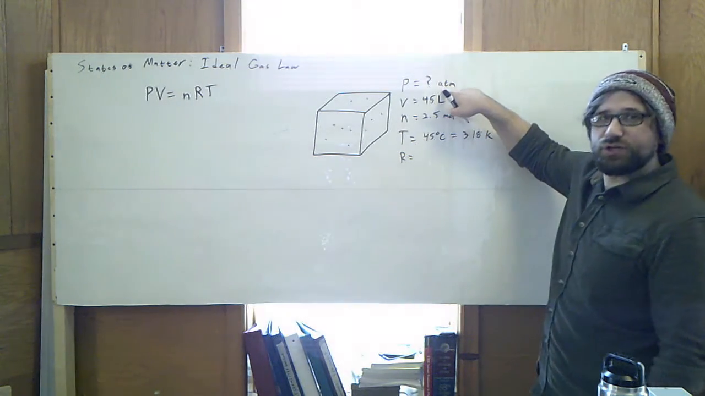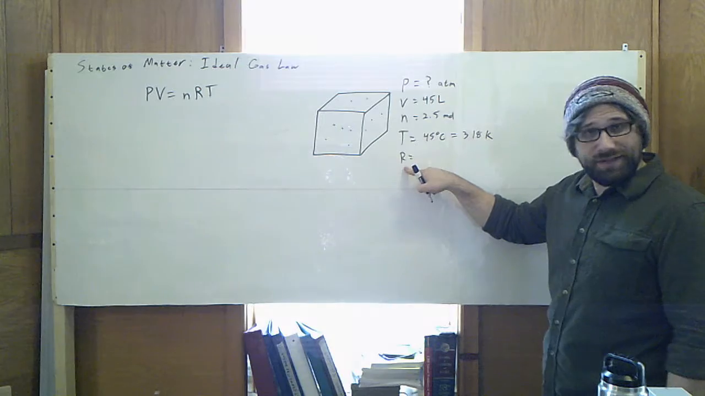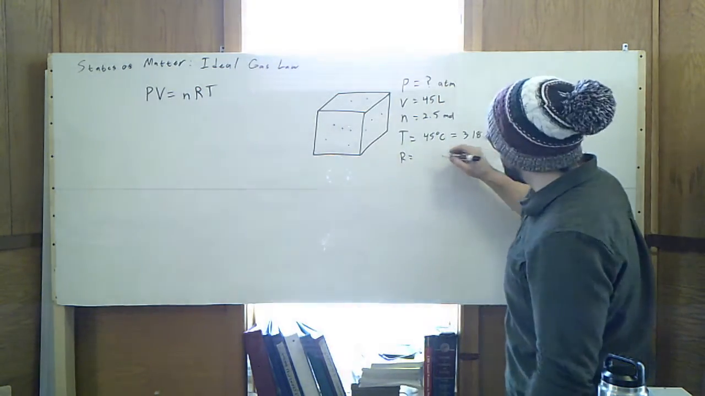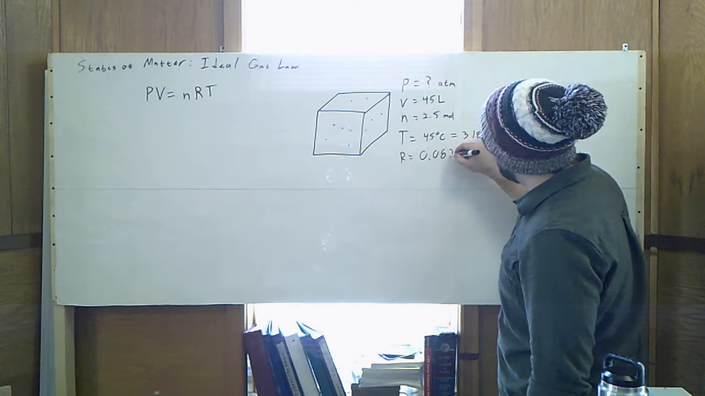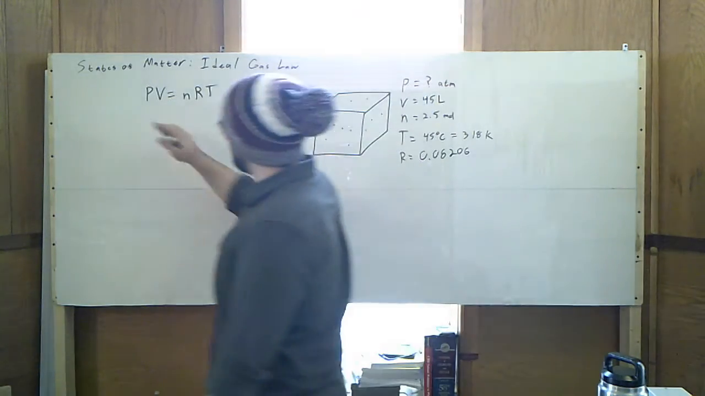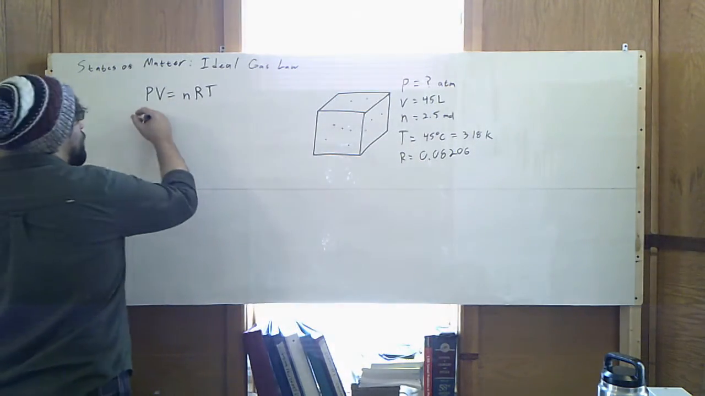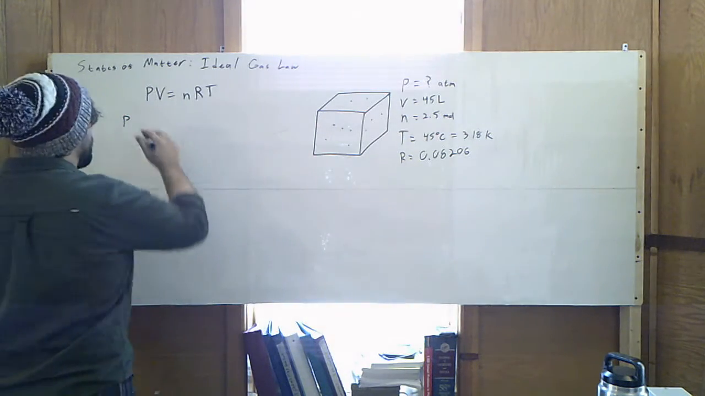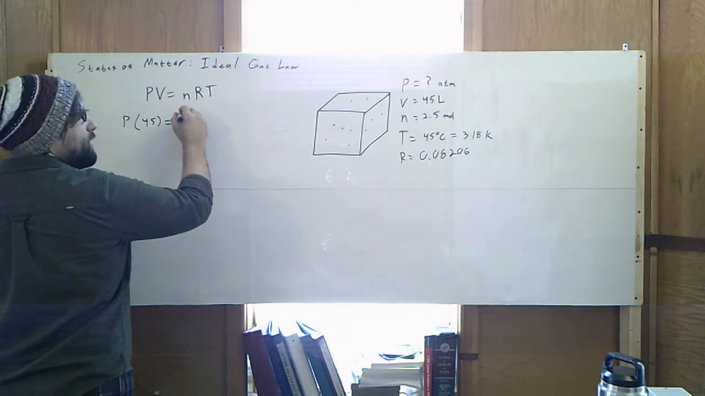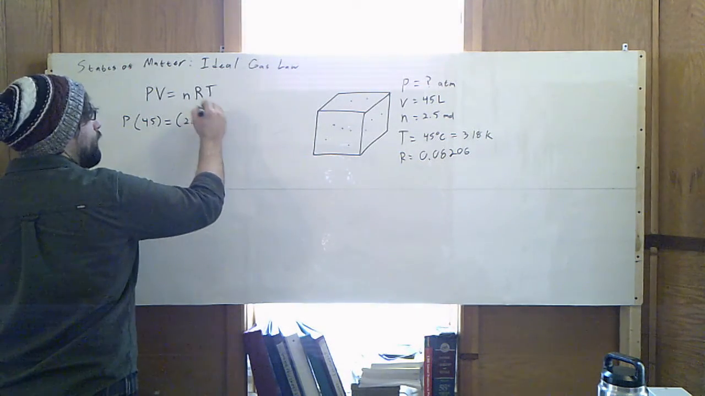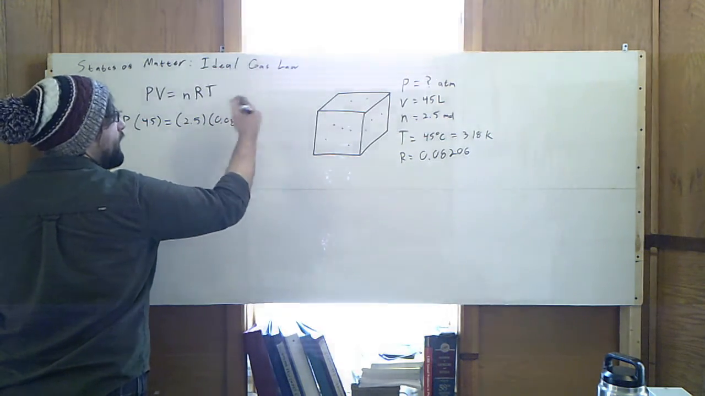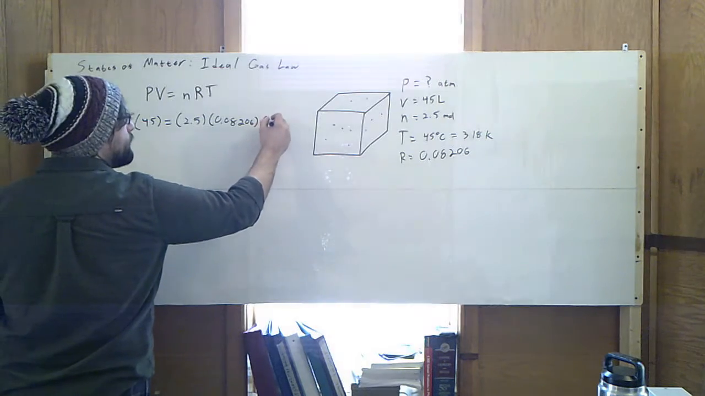Now, we're going to be looking for pressure in terms of atmospheres. So which gas constant are we going to use? We're going to use the 0.08206. So plug all our numbers into our equation. We're going to start with P, which is unknown, that's what we're looking for. V, which is 45, equals N, which is 2.5, R, 0.08206, and T, 318.